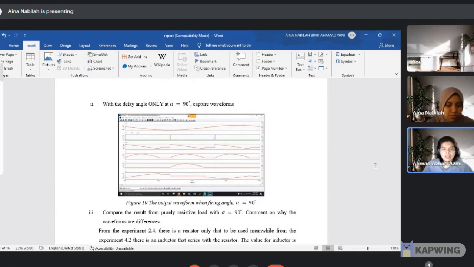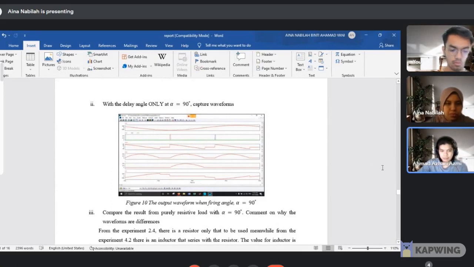So, based on the observation, the comparison between these two experiments is that the waveform of the voltage output is different. It is because in experiment 4, the output voltage is negative due to the existence of the extinction angle. Meanwhile, the output voltage in experiment 2 is positive because for the thyristor to allow reverse current to flow, the output current needs to be positive as well as the output voltage.